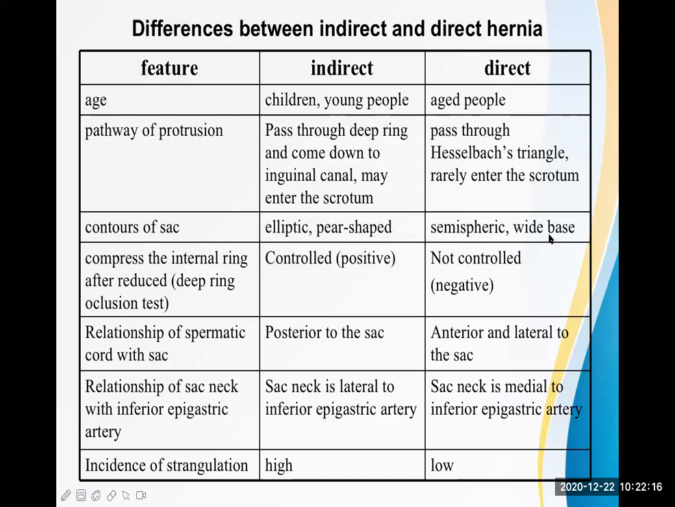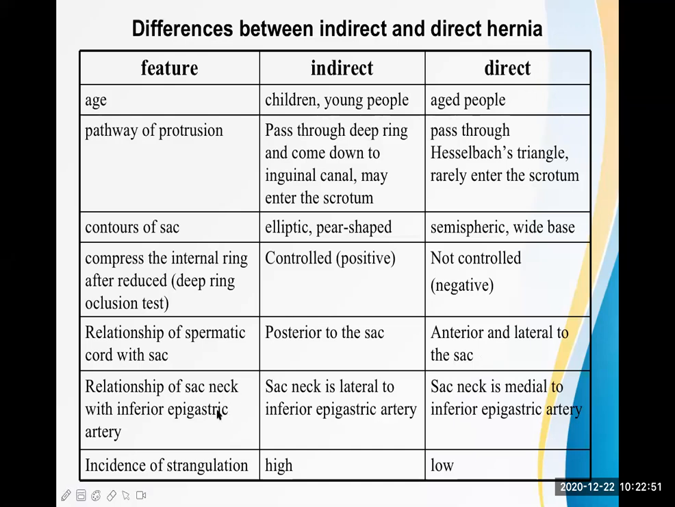This is not a very important point, and this is difficult to remember also. Regarding the compression of the internal ring after reduction, that is the deep ring occlusion test, or ring occlusion test, which we have discussed already. Indirect hernia is controlled, so the test is positive, whereas direct inguinal hernia is not controlled and the test is negative. Relationship of spermatic cord with the sac: posterior to the sac is indirect hernia, anterior and lateral to the sac is the direct one.